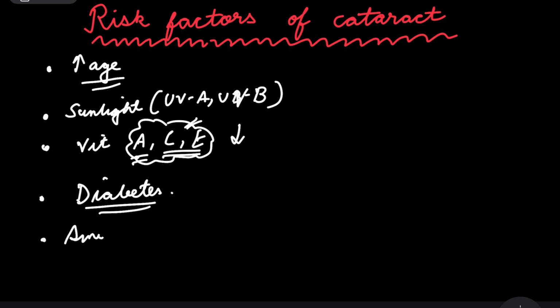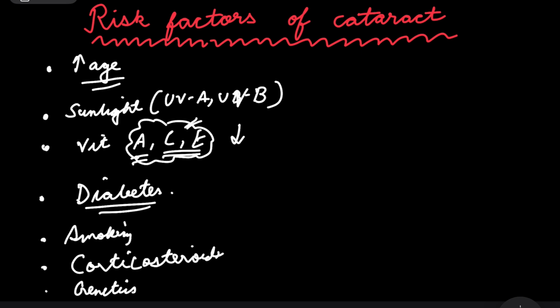Then smoking has been found to be associated with cataract as well. Okay, steroids. It has been found that patients on corticosteroids, since we give steroids for many inflammatory conditions in the eye as well, so patients on long-term steroid therapy have risk of developing cataract. Very, very important. And lastly, another important thing, genetics. Genetics comes more into play when we talk about congenital cataract, but this is also a very important risk factor for cataract.